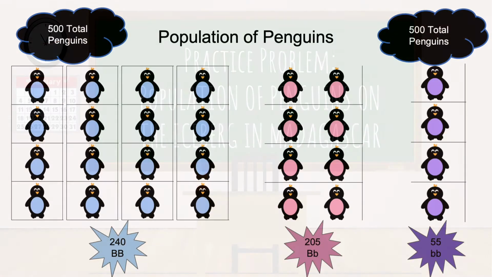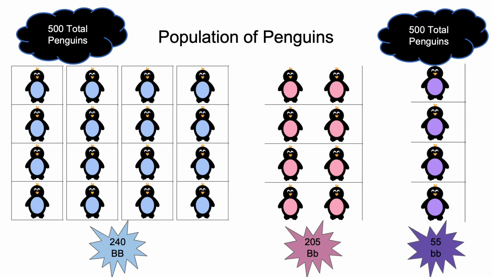In a practice problem today, we have a population of penguins that live on an iceberg in Madagascar. We have a population of 500 total penguins. We will see 240 blue penguins, which are represented by big B, 205 pink penguins, which are represented by big B, little b, and 55 purple penguins, which are represented by little b.